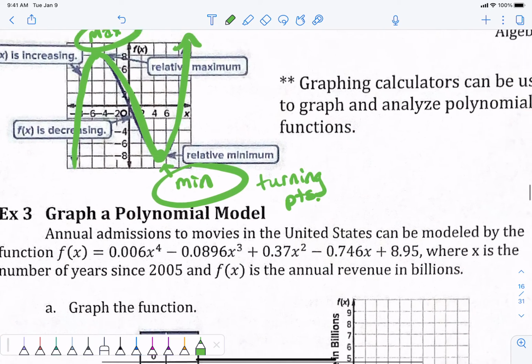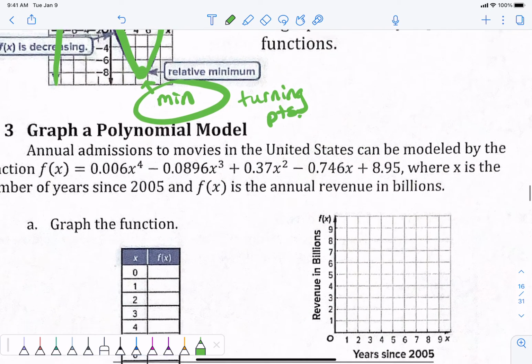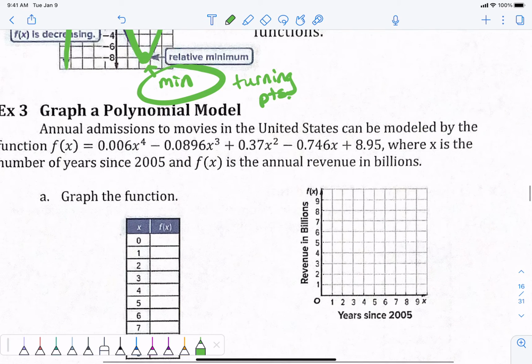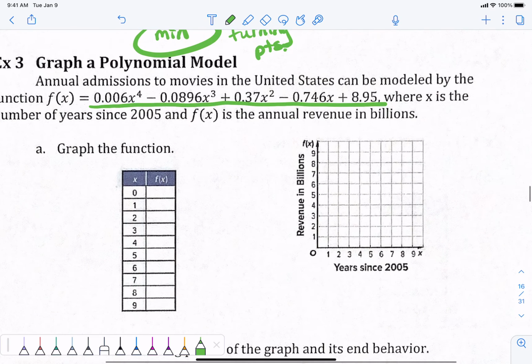All right, so let's go down here. Let's do one of these functions. Annual admissions to movies in the United States can be modeled by this function. That's a mess. Holy cow. And they want us to go 0 through 9? We're going to cheat, and I'm going to go grab my computer, and we're going to Desmos this, and I'm going to tell you what the numbers are. Somebody's got to read me the function, though, and help me out here.